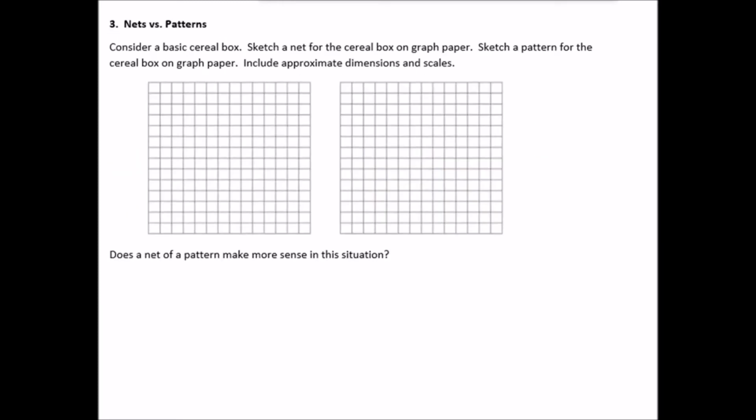Okay, now let's compare nets versus patterns. So let's think of a basic cereal box. Let's sketch the net for a cereal box on this graph paper. So we'll sketch a net and then we're going to sketch the pattern. Okay, I'm actually going to keep this small. I'm going to keep it 3 by 2 by 1.